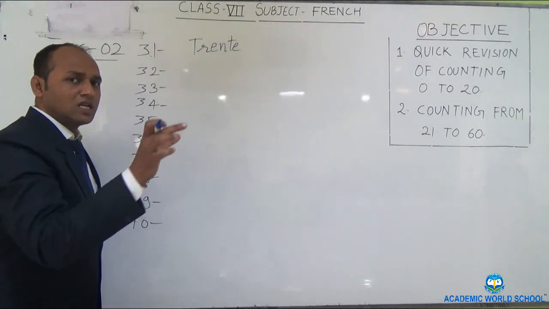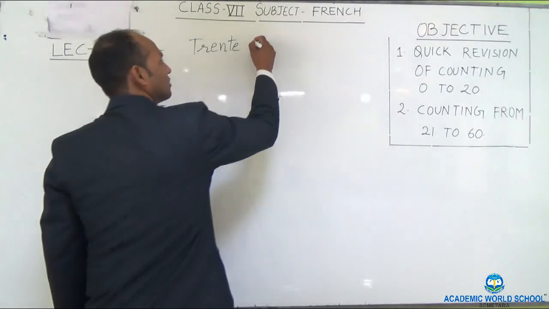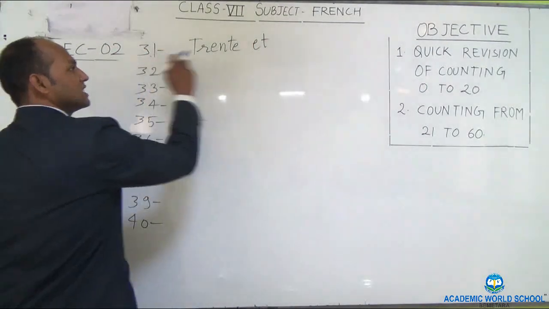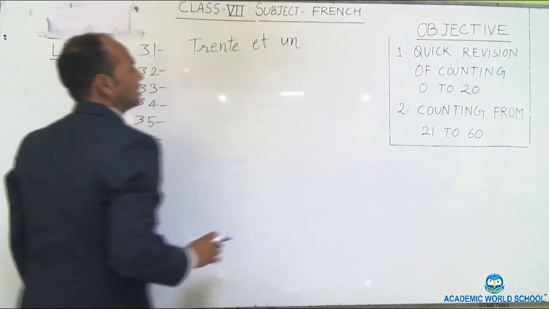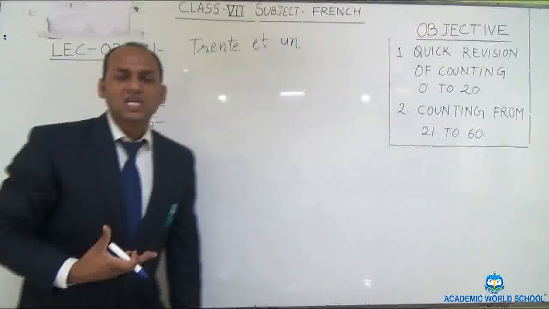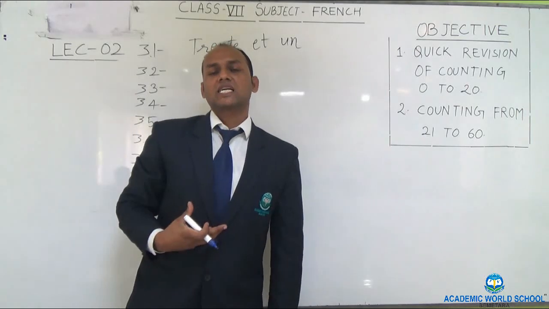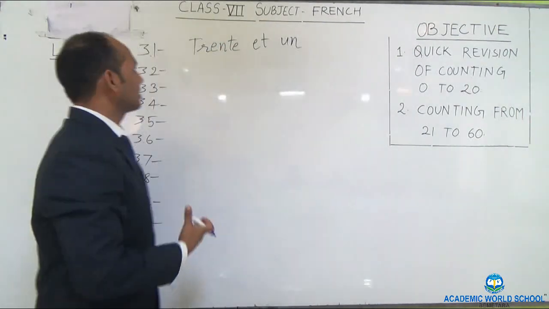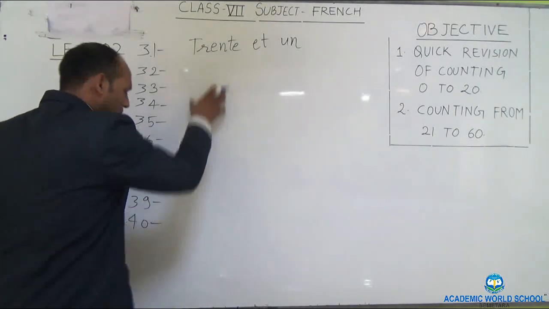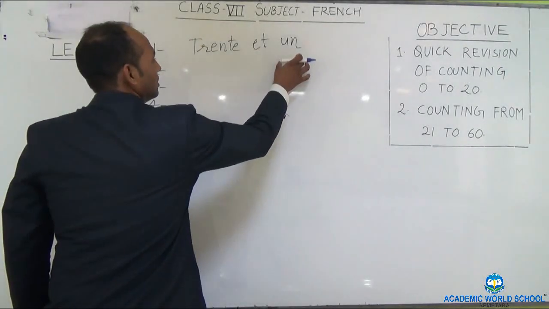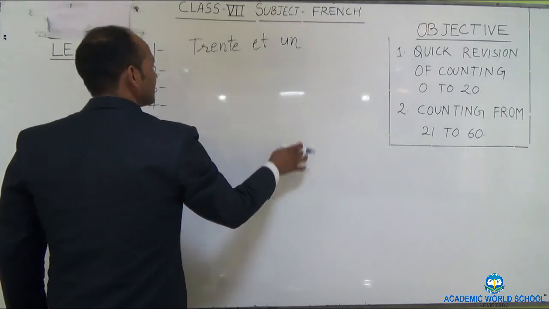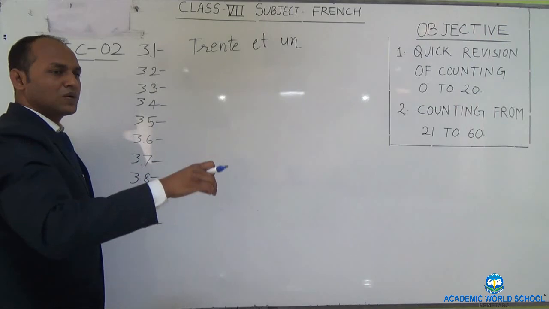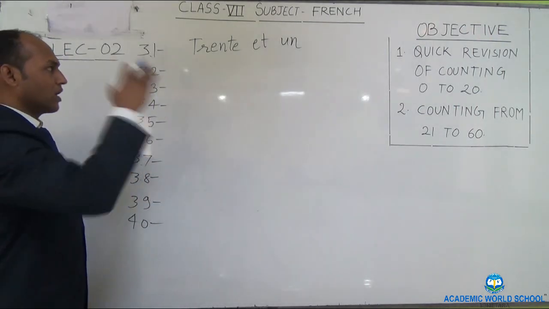And for 21, what were we using? We were using the word "et", and. Alright, and one is there, so the pronunciation shall be 31, right? 31. Now again from 31 to 39, 30 here, then 3, 4, 5, 6, 7, 8, 9, like we did from 21 to 29. Okay, observe it now.